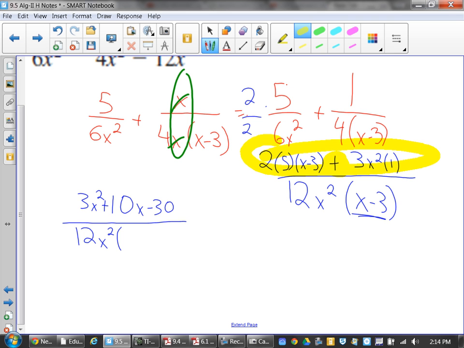Do not multiply out your denominators. Always simplify your numerators. Usually, there's nothing you can do after that.